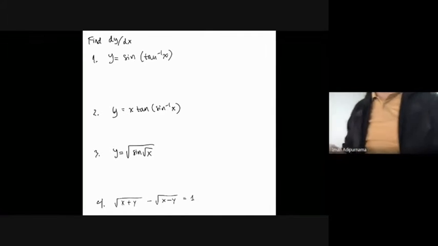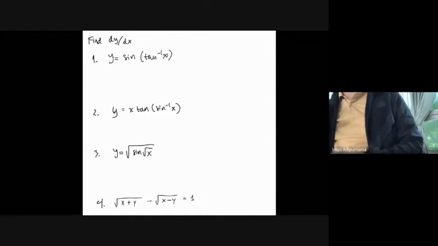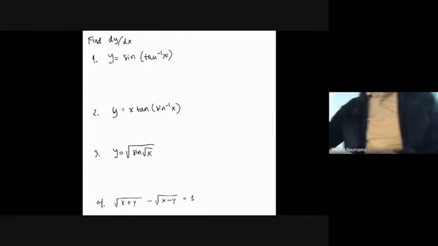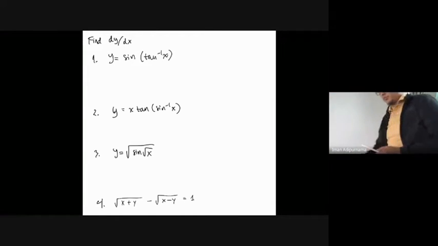Yes. Hmm? The QR code later, okay? Because I think the system has a problem.